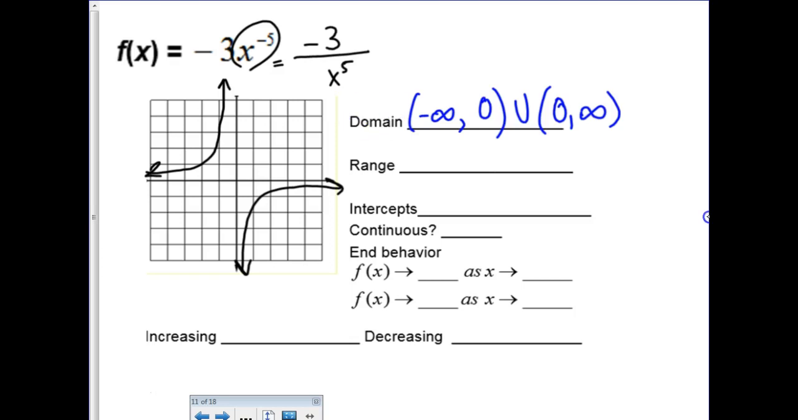Now the range is a little more difficult to see algebraically, but visually I can tell that there's a break right here in the range, which also happens to be at 0. So the range goes from negative infinity to 0, jumps over 0 because there's a break, and then goes up forever.